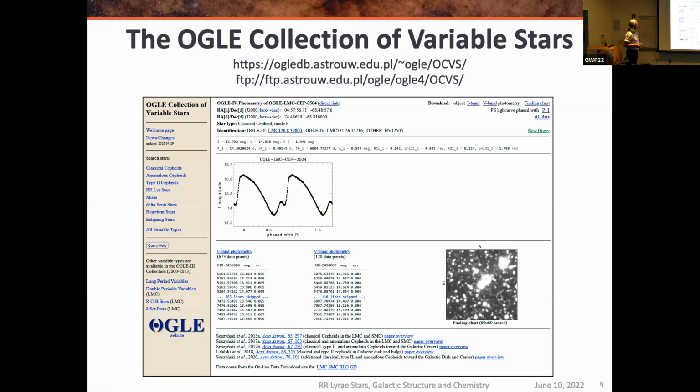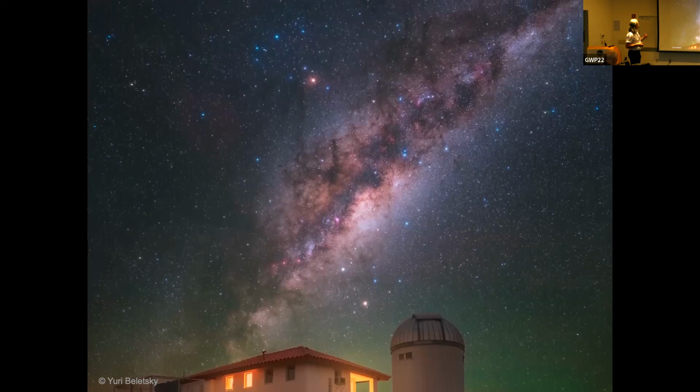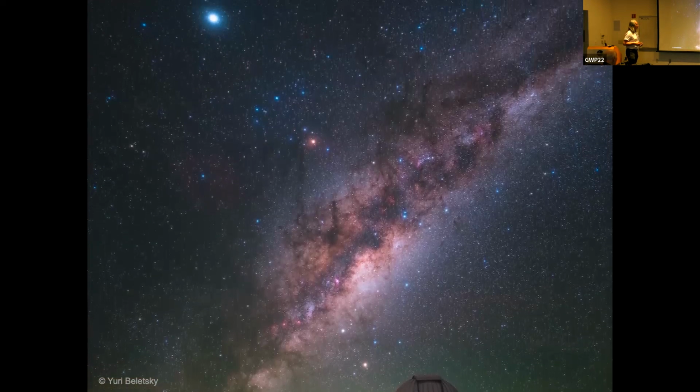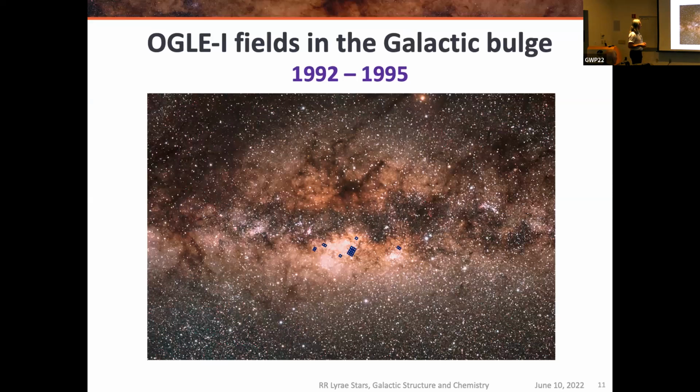This is the web page of an example star, so everyone can find here the basic information, basic parameters of a given star, its time series photometry, light curve, finding chart. It's a very user-friendly system, so I encourage you to use this data. Here is the picture by Yuri Beletsky showing the Milky Way above the OGLE telescope, the galactic bulge here. I want to show you the progress that has been made thanks to OGLE during the OGLE project.